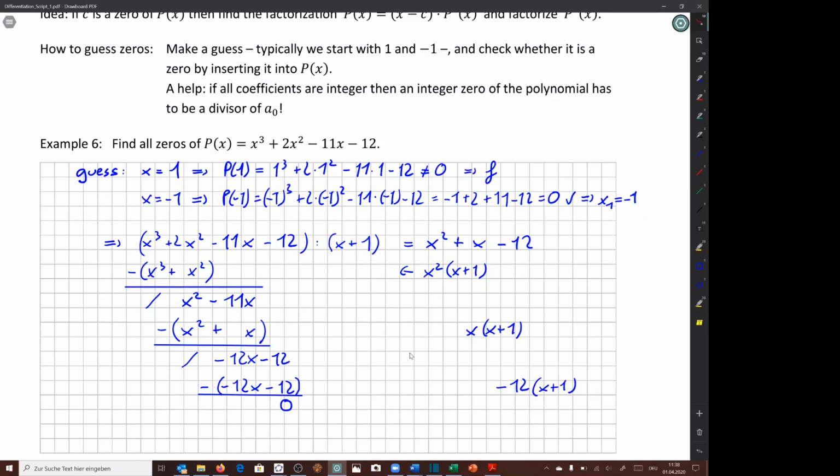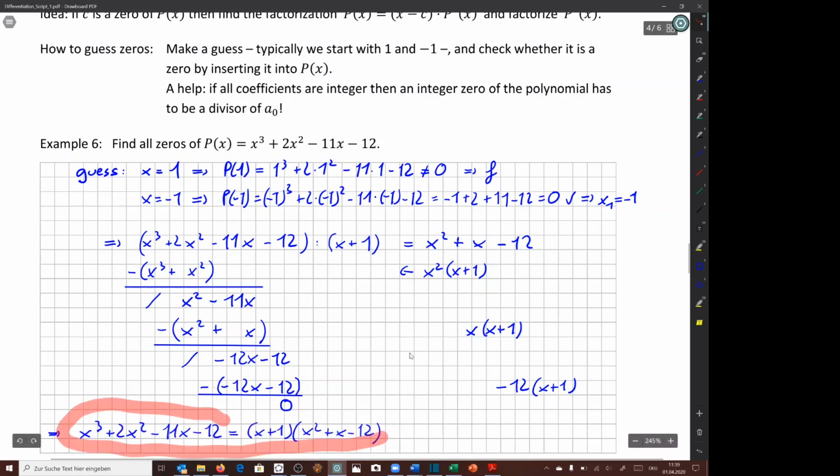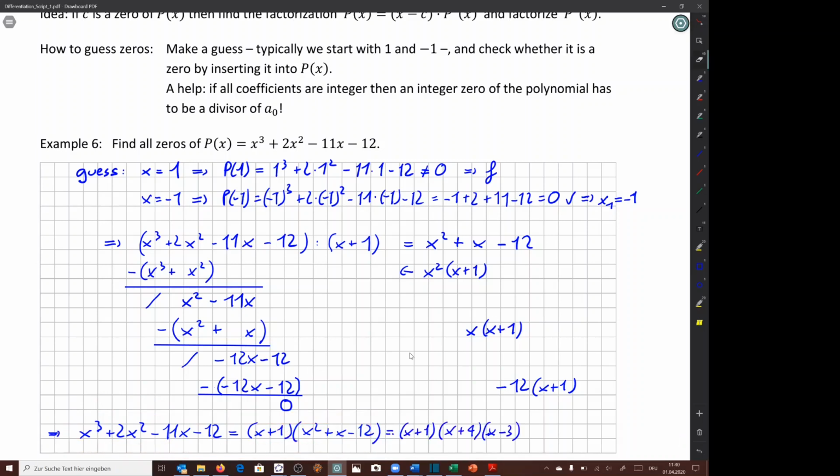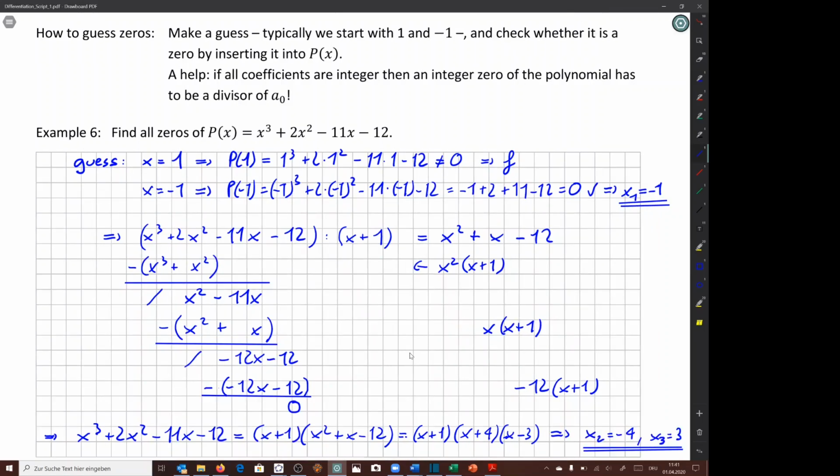And we find the result x squared plus x minus 12 with remainder 0 as it has to be. So we can write the polynomial now in factor form and factorize the second bracket as well. And we find x plus 1 times x plus 4 times x minus 3. And so we get the three solutions: x1 equals -1, x2 equals -4, and x3 equals 3.